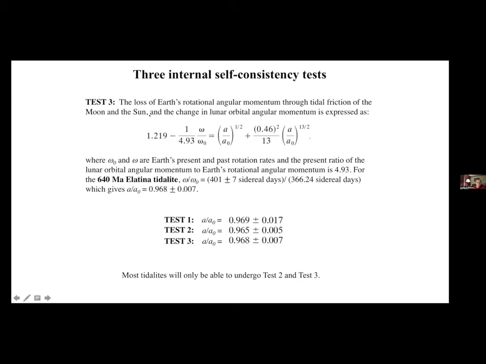And finally, the loss of the Earth's rotational angular momentum through tidal friction of the moon and the sun, and the change in lunar orbital angular momentum can be expressed through this equation, which has a long history, but the present day ratio of lunar orbital angular momentum to the Earth's rotational angular momentum is 4.93. And so using this equation and inputting the tidalite's sidereal days per year versus present day sidereal days gives you an A over A0 of 0.968. So they're all very, very close. And so this particular tidalite, the Elatina tidalite, is the only one of its kind that was able to be tested these three different ways and show consistency among them.